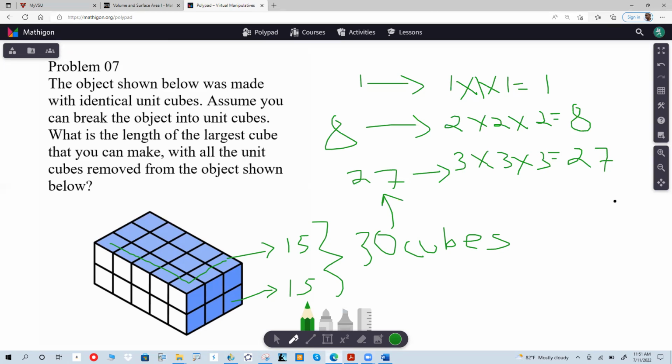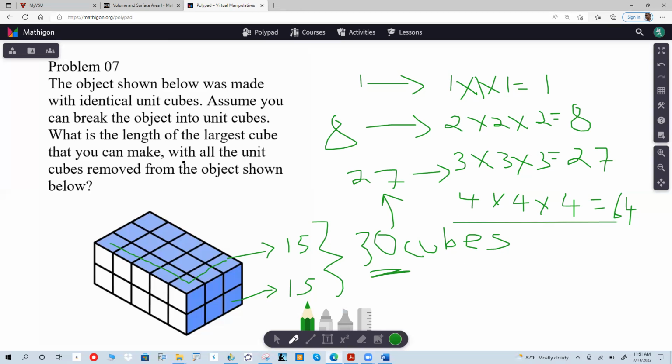The next one will be too big, and I'm going to show you. If you say, well, I still have 3 cubes left over. Yeah, I'm going to try 4 by 4 by 4. 4 times 4 is 16. 16 times 4 is 64. That's too many, and you don't have enough cubes to make a 4 by 4 by 4 cube.